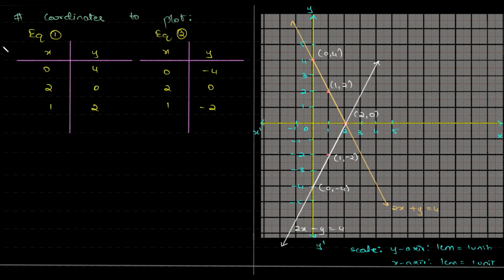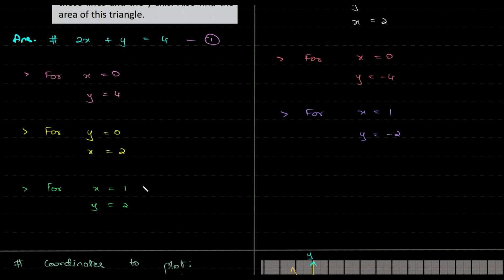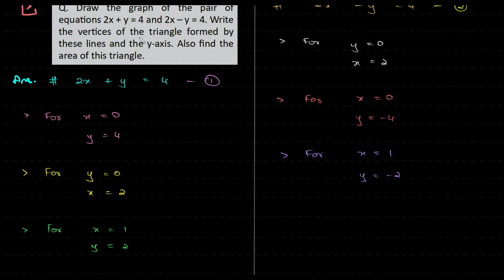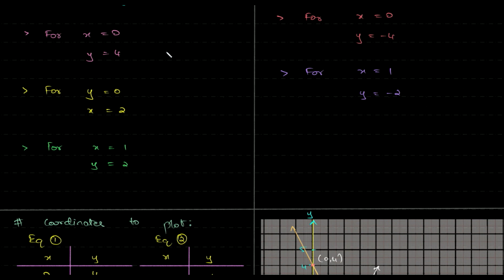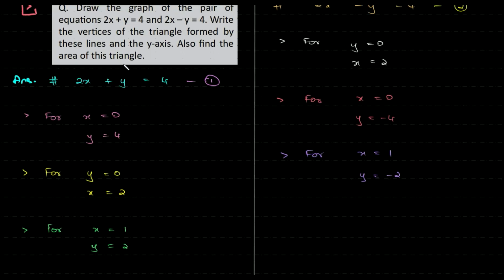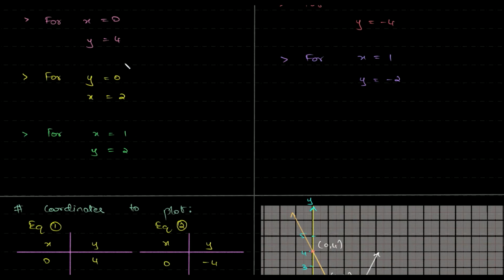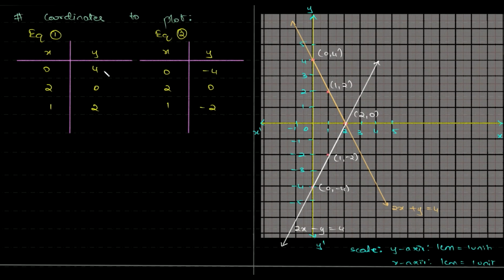So the question is what? I think we need to mention the vertex and all of that separately. Write the vertex of the triangle formed by these lines and the y-axis. And also find the area of the triangle. So which triangle are we talking about? Can you pause and think?